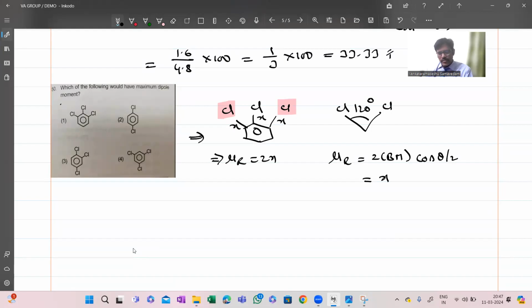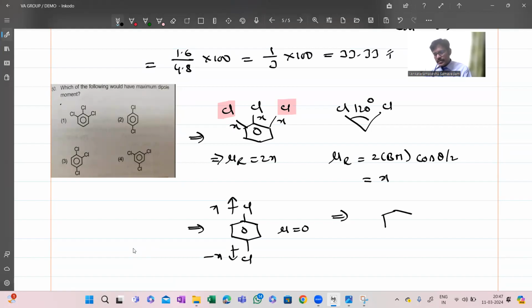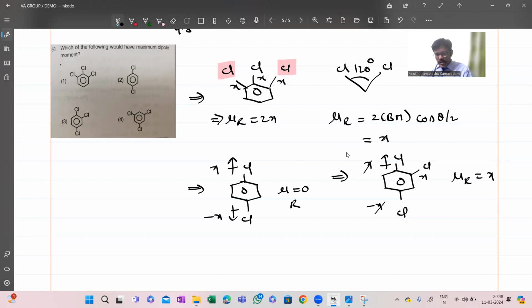This is the first case. Second case, it is very simple. If you take chlorine and here chlorine, both are opposite. No need to calculate anything. Both are opposite, so mu value is 0. If you take the third case, it is also very simple. No need to use any formula. Both are cancelled, but the dipole moment shown by the remaining bond. These two are cancelled. Finally, the resultant dipole moment is equal to X. Here resultant dipole moment is 0.